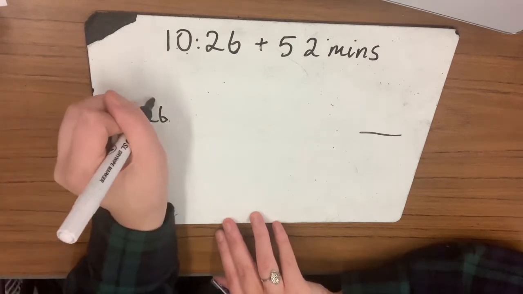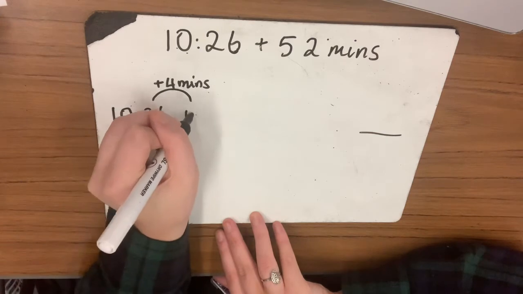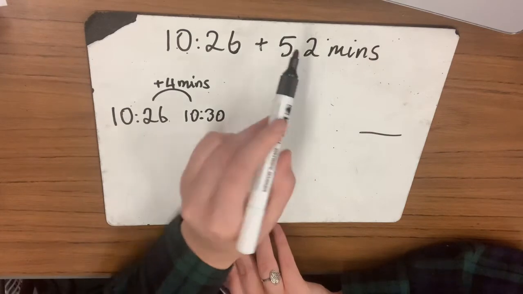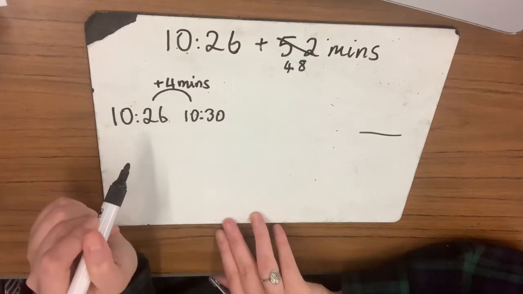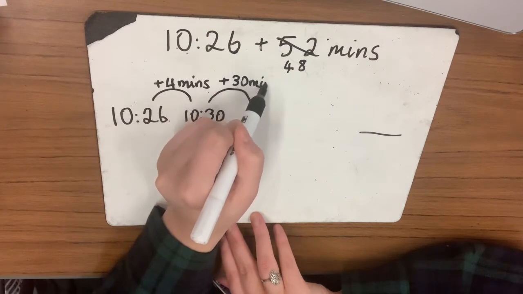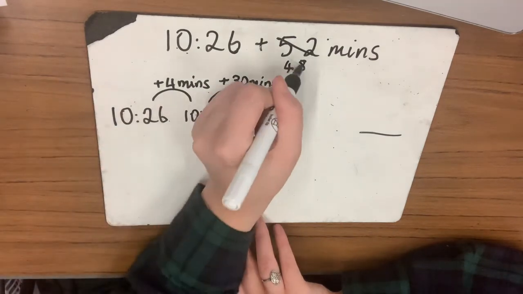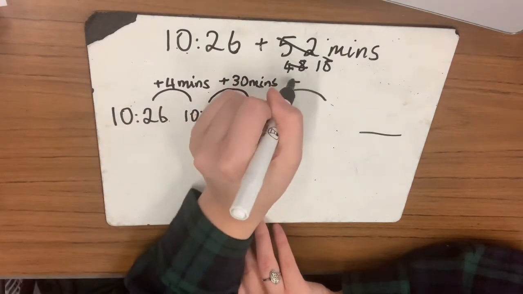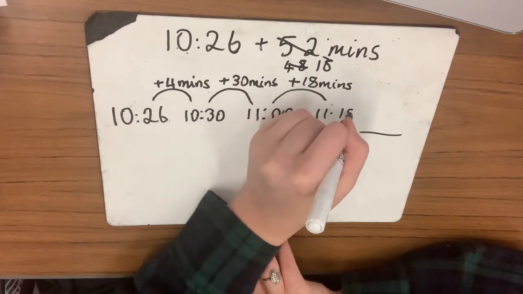So I'm going to start off by adding on 4 minutes, because this will bring me up to 10:30. Okay, so I've added on 4 minutes, so I now know that I need to add on 48 more. So I'm going to add a plus 30, which will bring me up to 11. And now I can take 30 away, and I know that I need to add on 18 more. So all I need to do is my plus 18 minutes, which will bring me to 11:18.